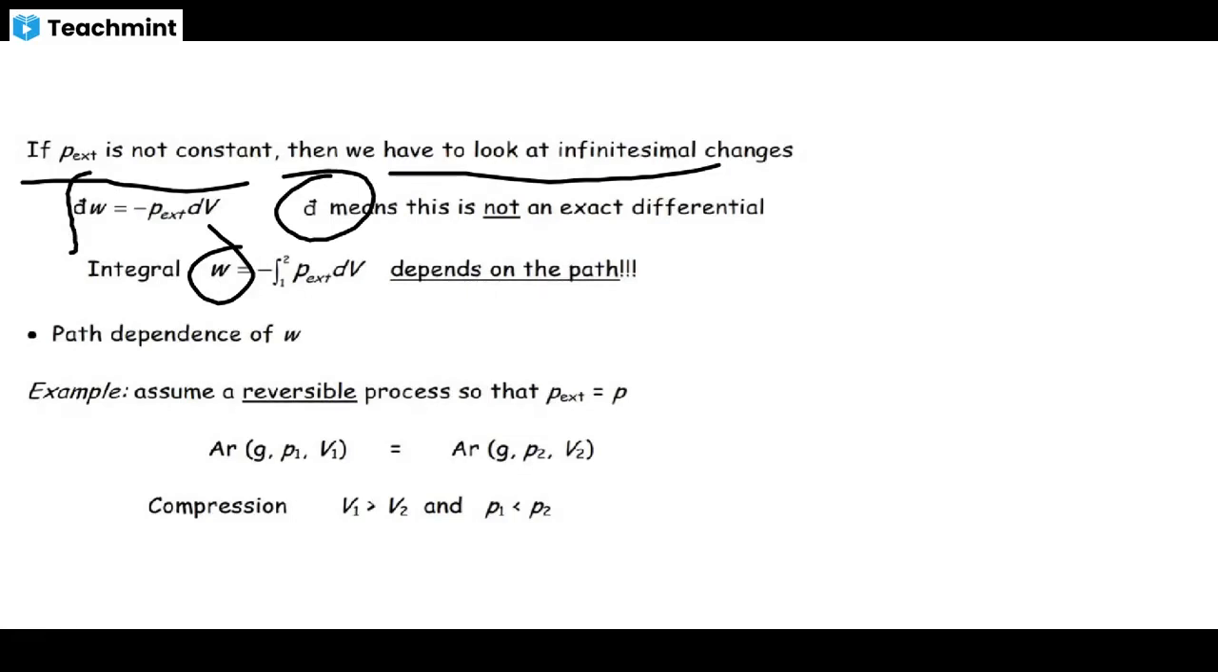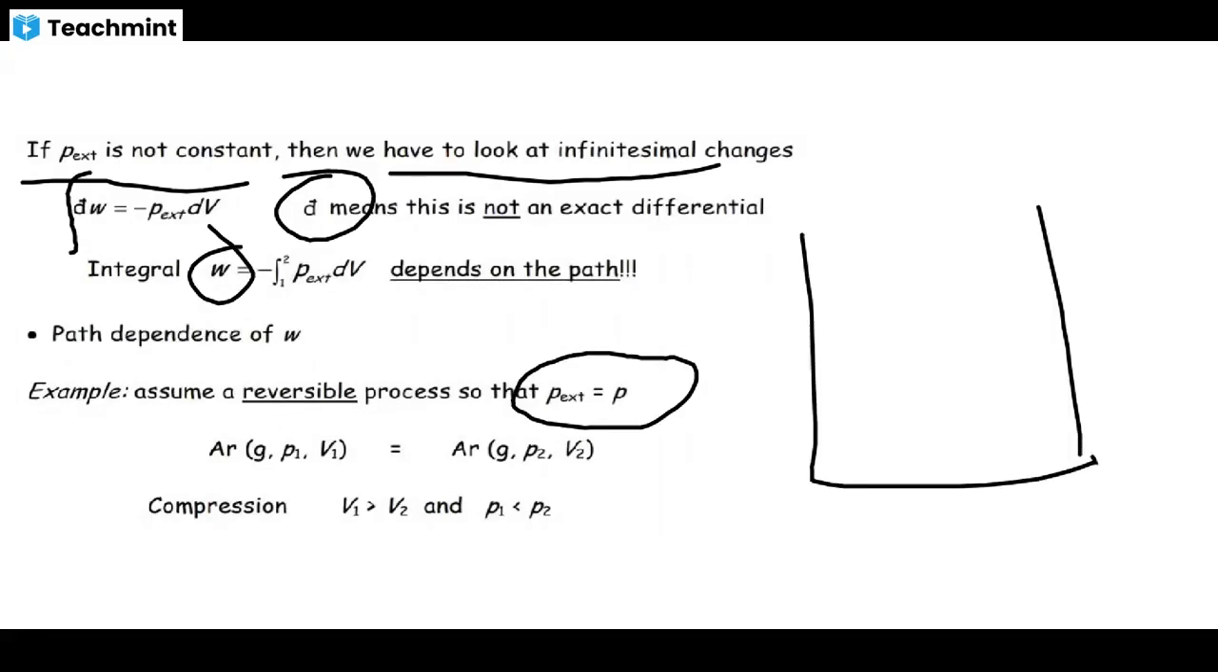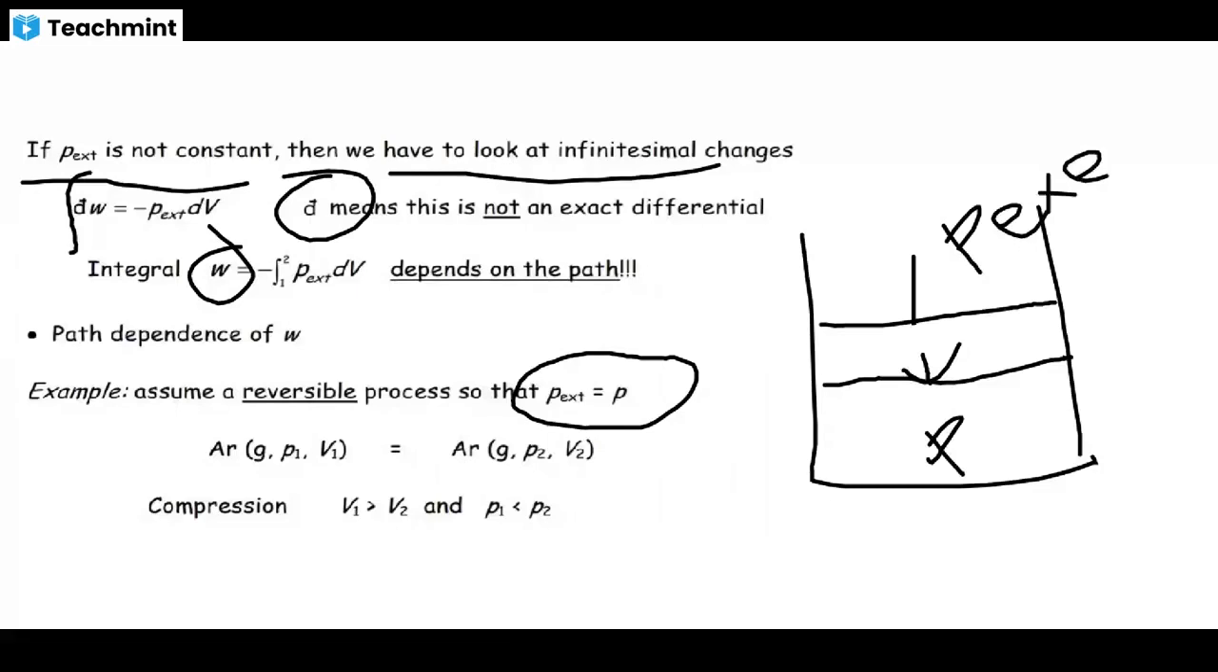If it is a reversible process, then p external is always equal to p. As I already told you, when you do reversible work, you slowly move the piston from one position to another so that it stays in equilibrium with the external pressure. So the pressure inside and p external are always equal in a reversible process.